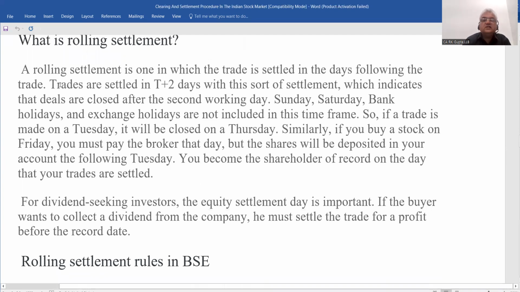Acha, for dividend seeking investors, this is important. The equity settlement day is important. If the buyer wants to collect dividend from the company, he must settle the trade for a profit before the record date.